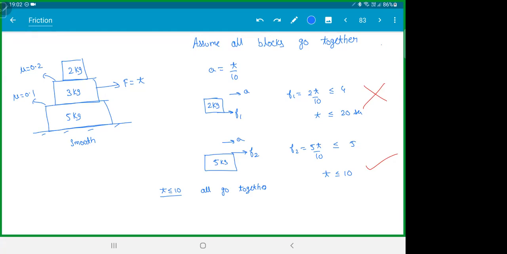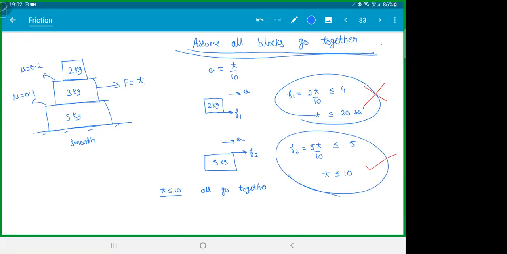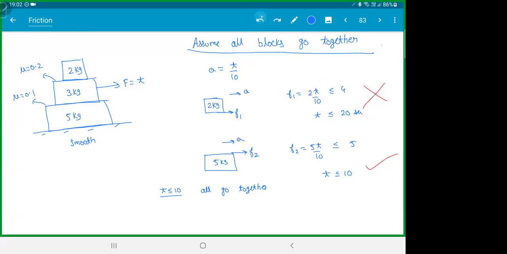Clear? Next part. Minimum value is considered. What is the meaning of this? If all go together, I will slip at 20. If all go together, I'll slip at 10. Did you get the meaning of the statement? But the moment you say, I'm slipping at 10, this guy was useless, right? This was false.